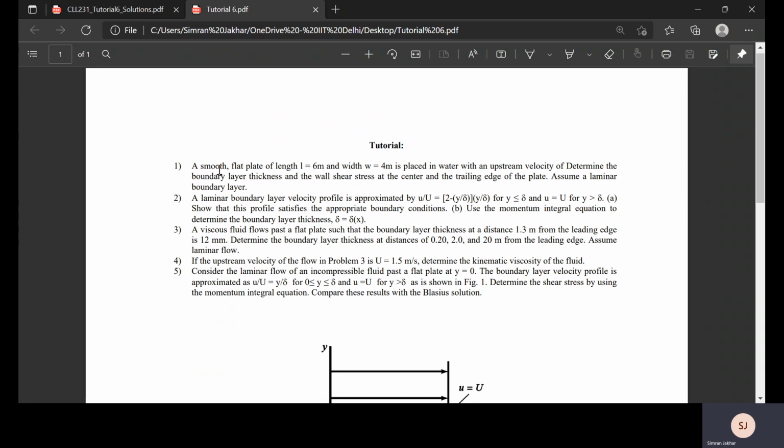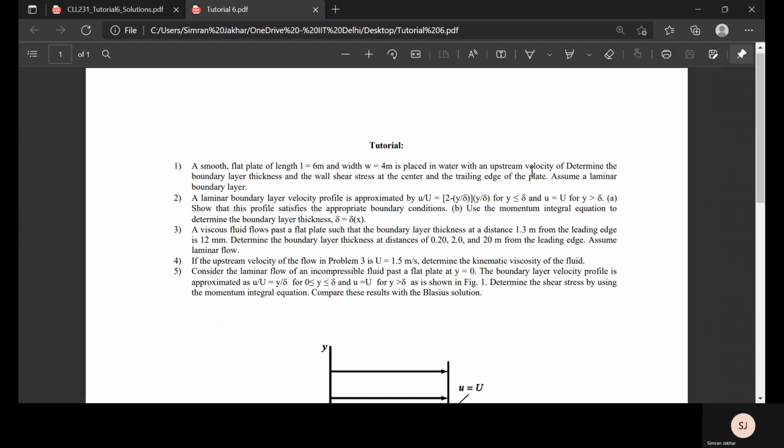In this problem, we have a flat plate. The length and the width are given to us, and it is placed in water having the upstream velocity. Here the velocity is missing, so you can take it to be 0.5 meter per second. We have to find out the boundary layer thickness and the wall shear stress at two different locations. The first one is at the center of the plate, and the second one is at the trailing edge of the plate.